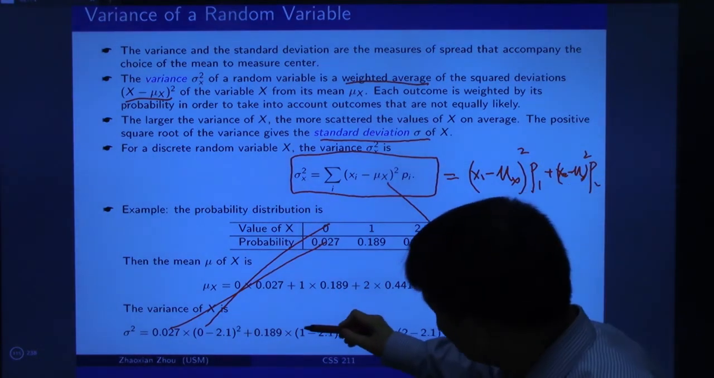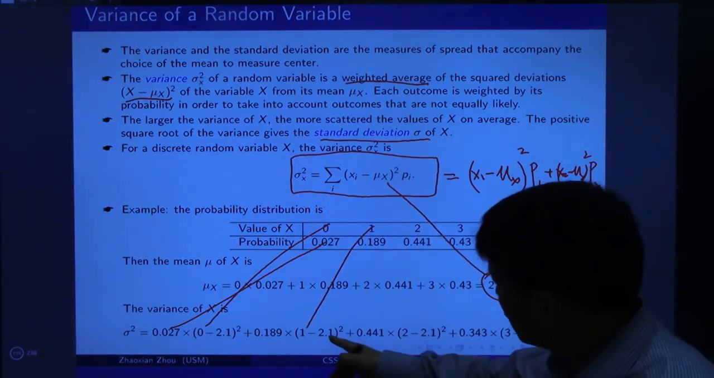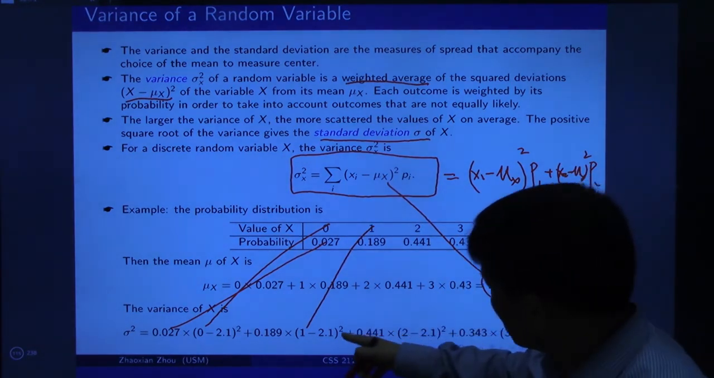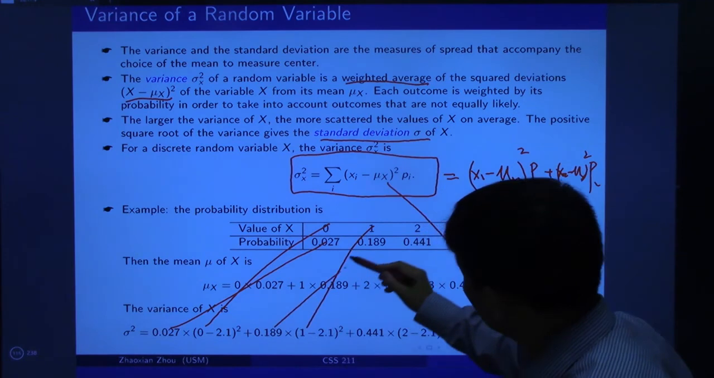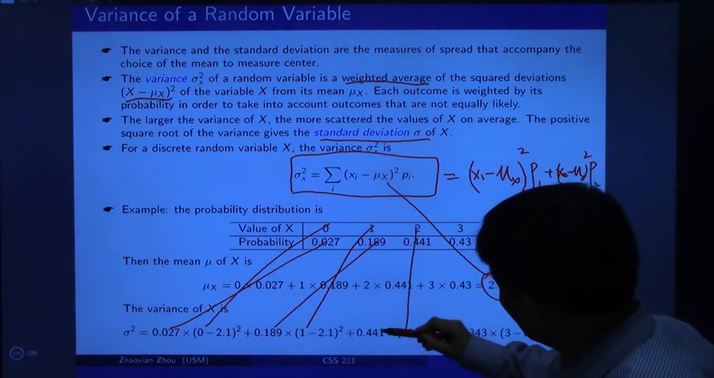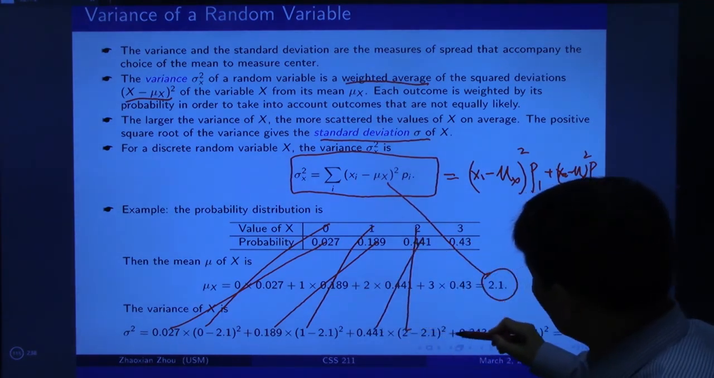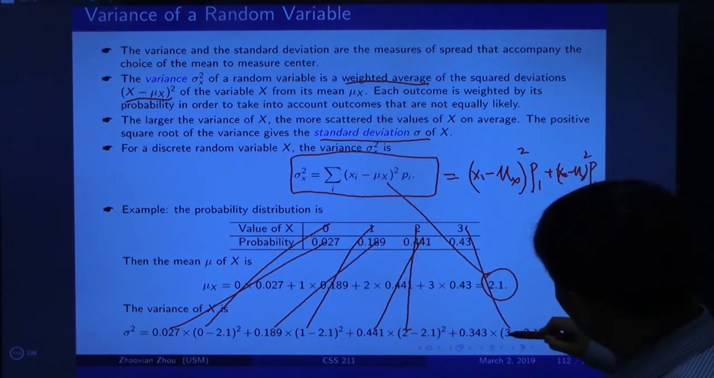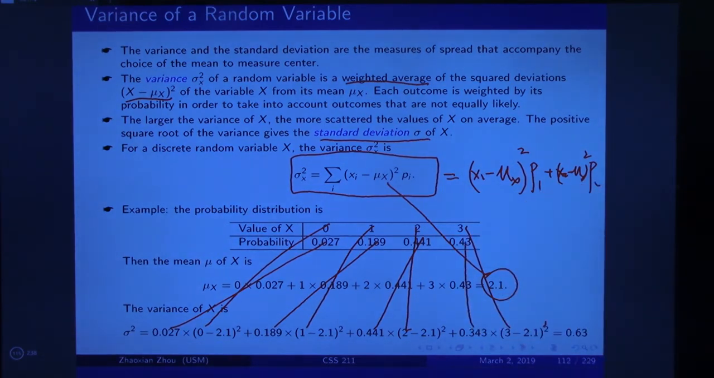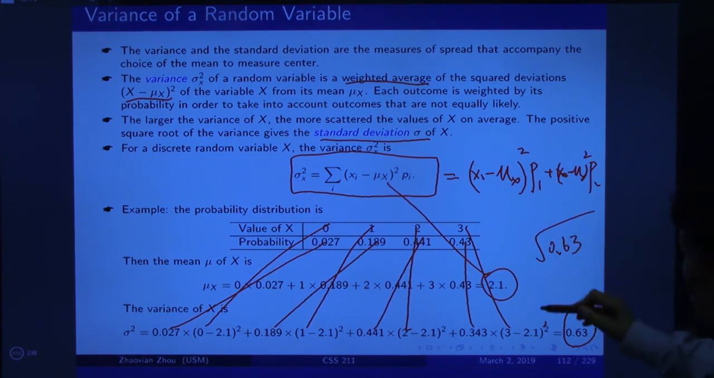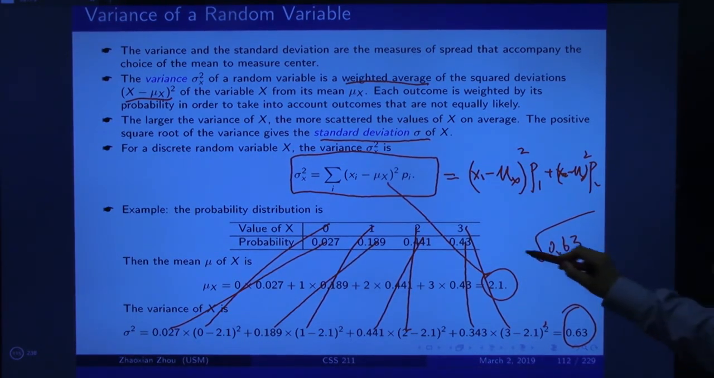The second term is x2 minus mu, then squared, then times p2. Then the same thing for the next: this value minus mu, squared, times its probability, and this one is 3, minus mu, squared, times its probability. If we have more, we just add all of these together. Now, this is the variance of the random variable x. The variance is sigma squared. If we are looking for the standard deviation, then we just take the positive square root of the variance. That gives us sigma.